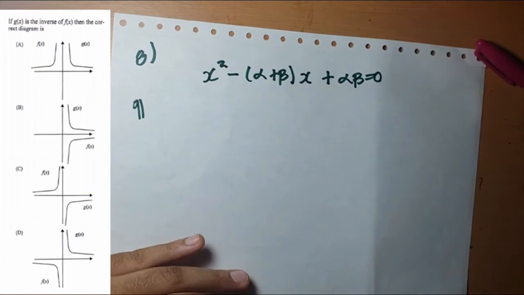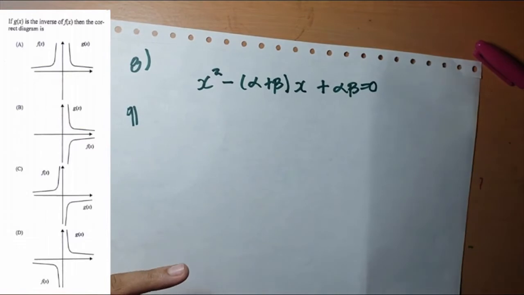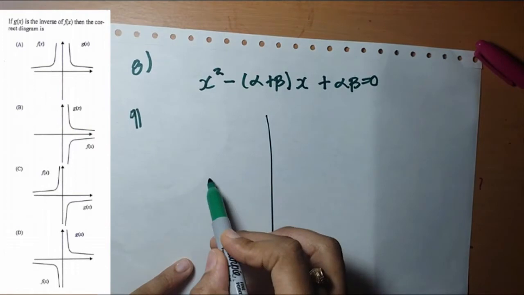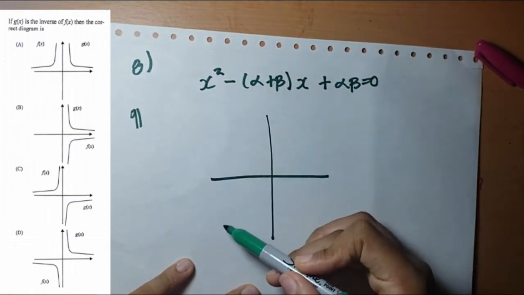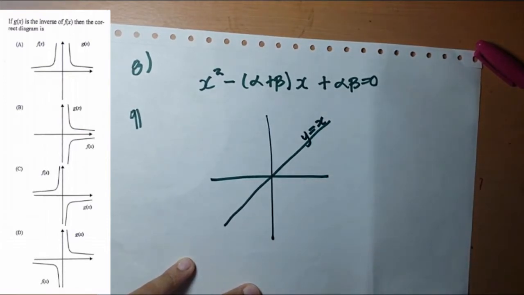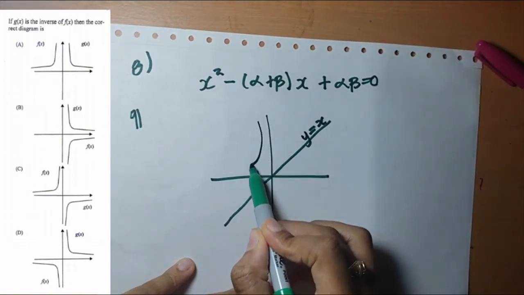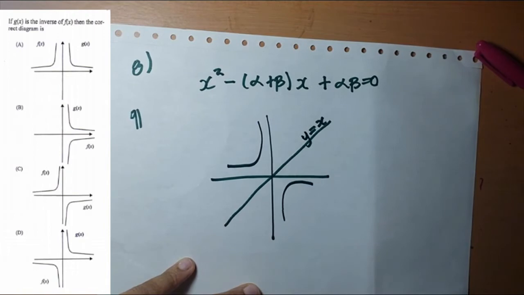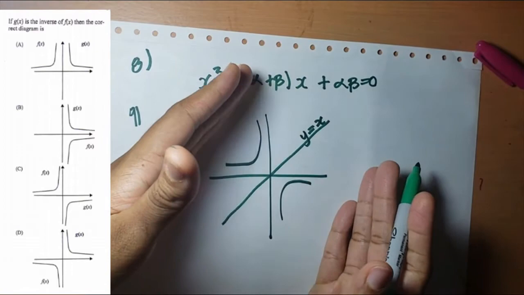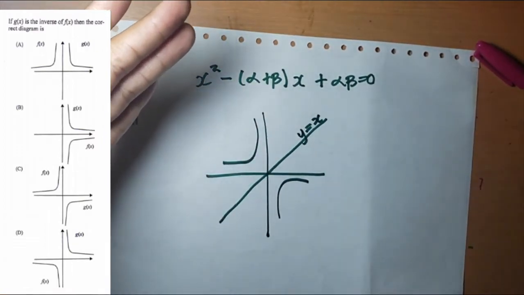We're told that if g of x is the inverse of f of x, then what is the correct diagram? So rule of thumb, when you're trying to find the inverse in a diagram, you can draw your Cartesian plane. You're going to have the graph y is equal to x, and if the function is over here, inverse functions are a reflection in the graph y is equal to x. If you take your exam paper and fold it on the graph of y is equal to x, they're supposed to meet. You understand?